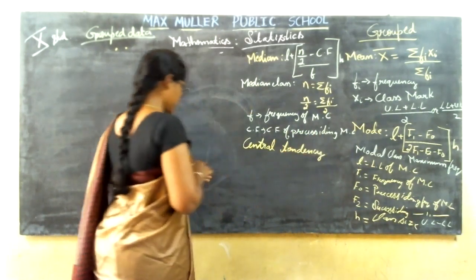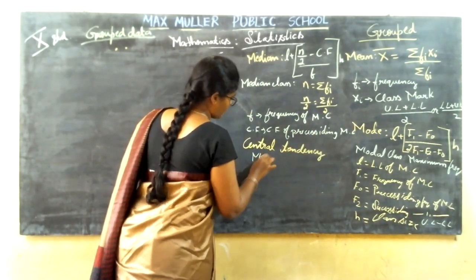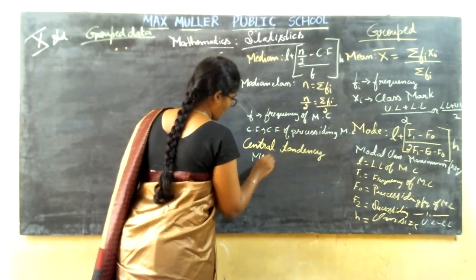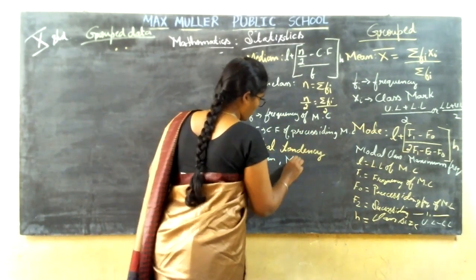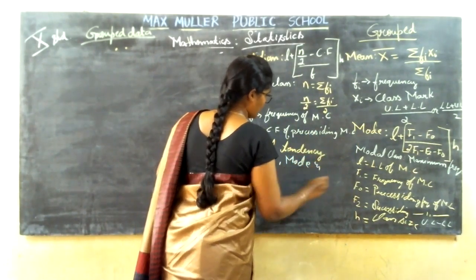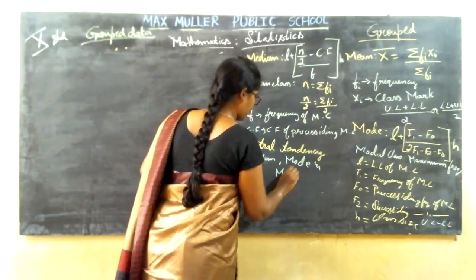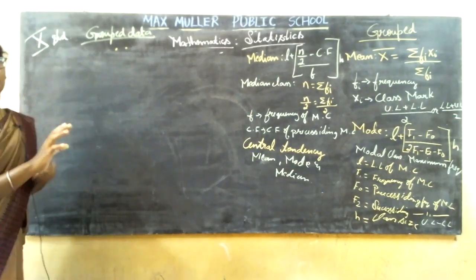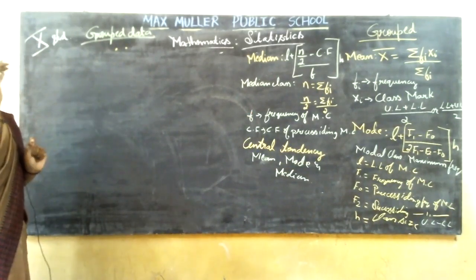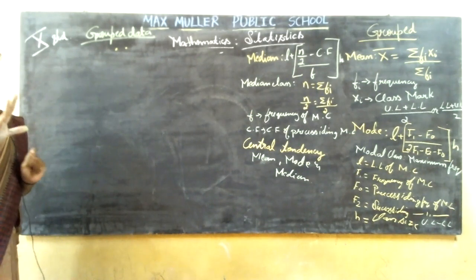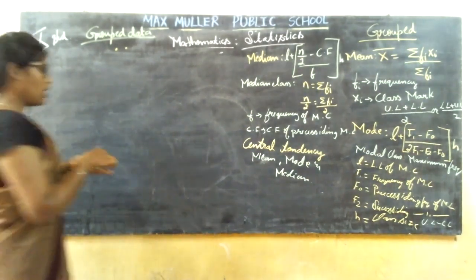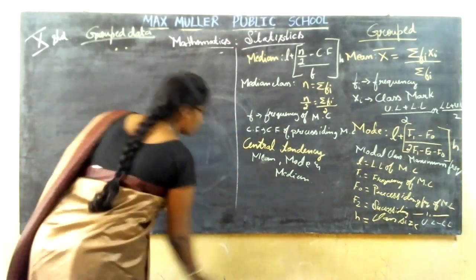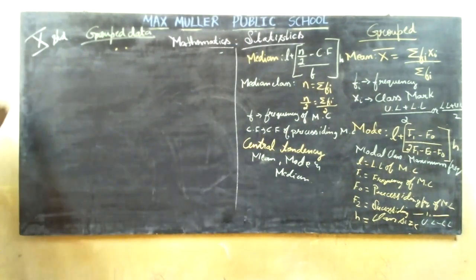What is the central tendency? You are going to find mean, mode, and median. These are the very important formulas in statistics. If you know these things, you are through with the statistics sums. That's all. Now let me solve all the problems regarding this. Let me take one problem and solve all the three, and then we'll go to the next one, that is the ogive.